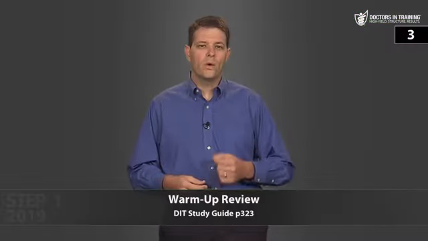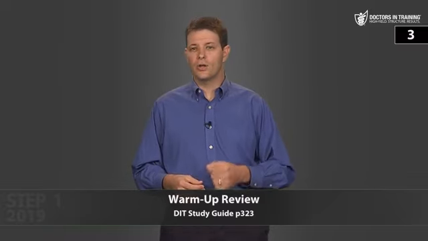And the last question, which genetic abnormality is associated with endocardial cushion defects? It's trisomy 21 or Down syndrome. Now it's time for the lecture.